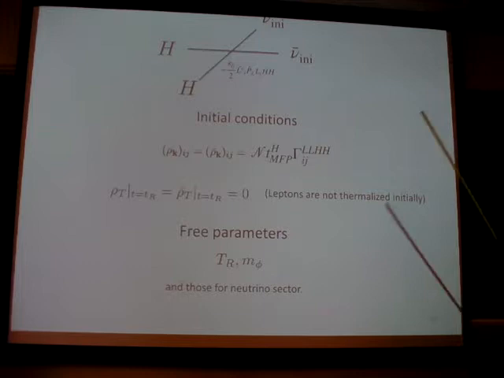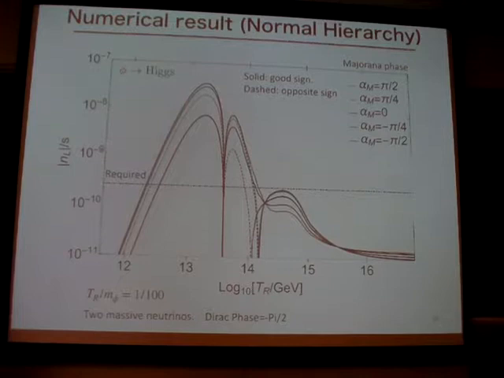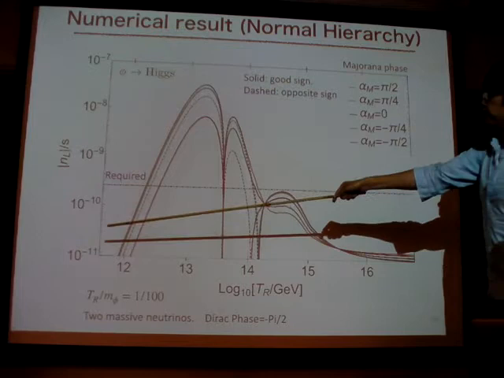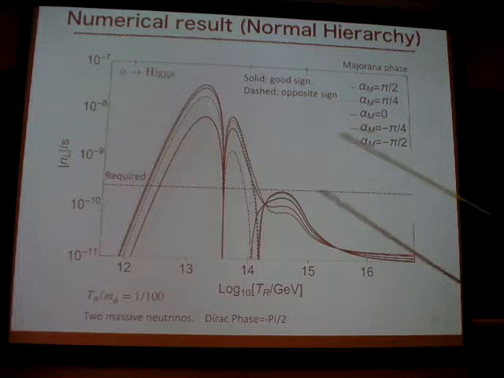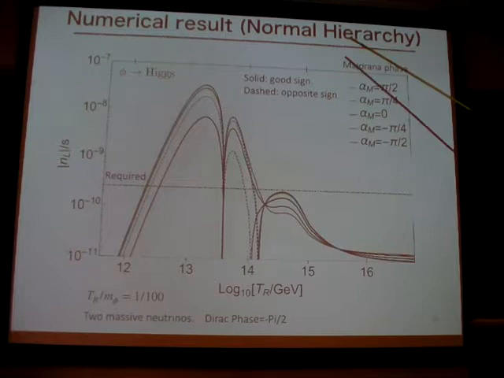And this is the numerical result. The horizontal axis, again, is the heating temperature. The vertical axis is the amount of asymmetry. This time we have several lines with different colors, corresponding to different Majorana phases. Here we consider normal hierarchy and we fix the Dirac phase to be minus pi over 2. This horizontal purple line is the required amount of asymmetry.